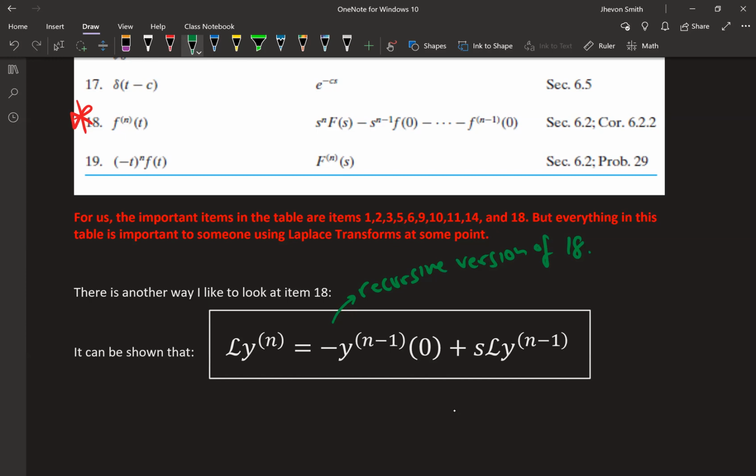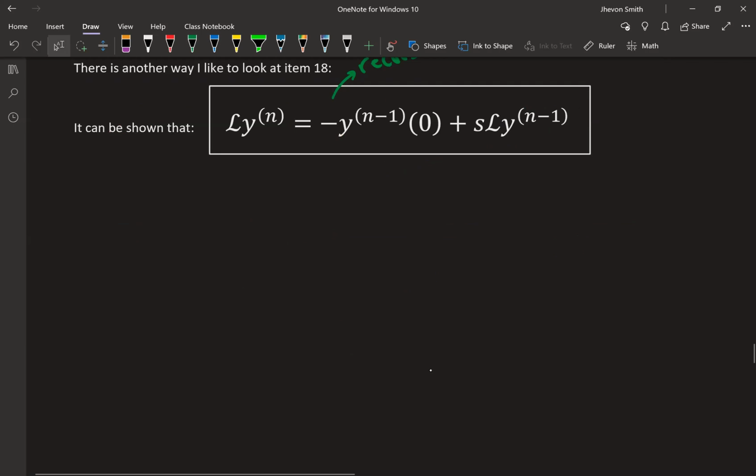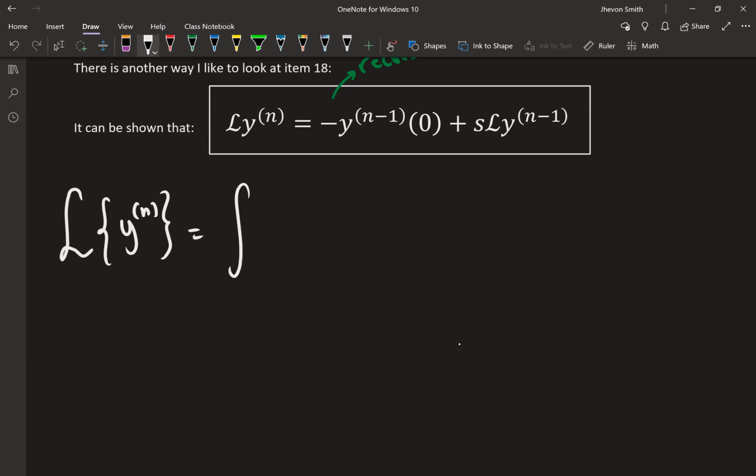And you can now find Laplace transforms of derivatives of a function recursively. So let's first prove that this is true. Suppose I wanted to find, and I'm just rushing here so I can get to the computational parts, the Laplace transform of a derivative, like y to the nth derivative. Then by the Laplace transform formula, this is the integral from 0 to infinity of y to the nth derivative times e to the minus st dt.